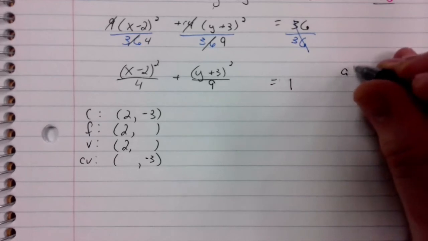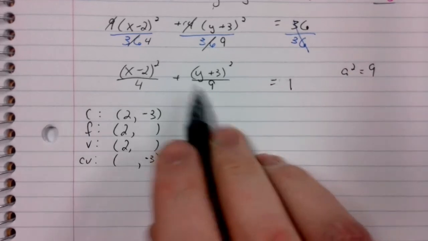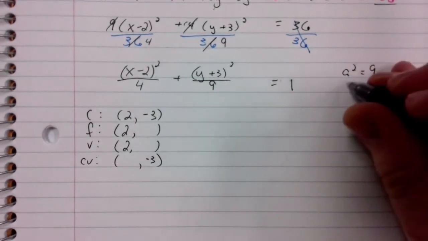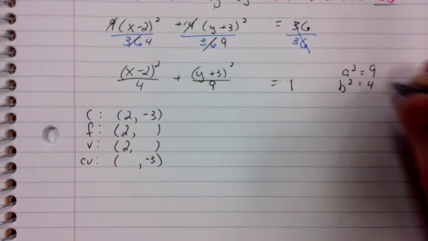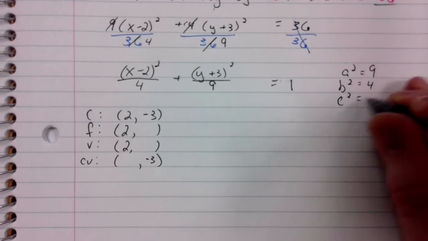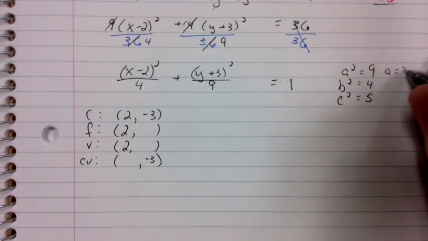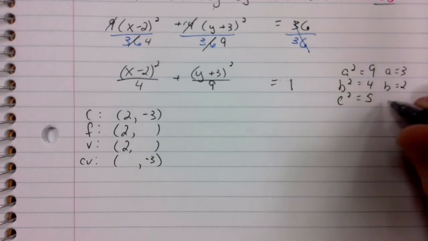I can see here that a squared is equal to 9 because it's always the bigger number. Underneath y, that's what made it vertical. B squared is equal to 4. So c squared will equal 9 minus 4, which is 5. That means a equals 3, b equals 2, and c equals the square root of 5.